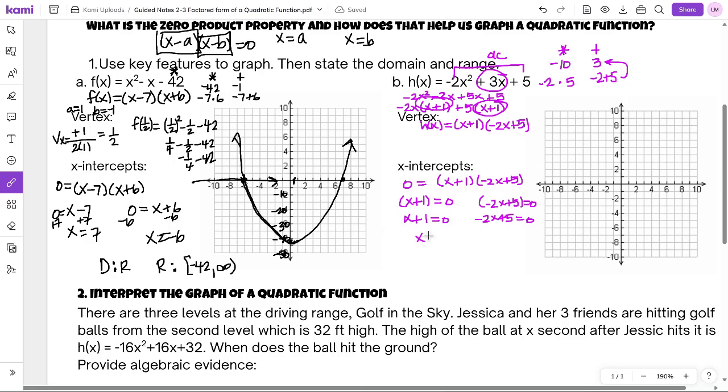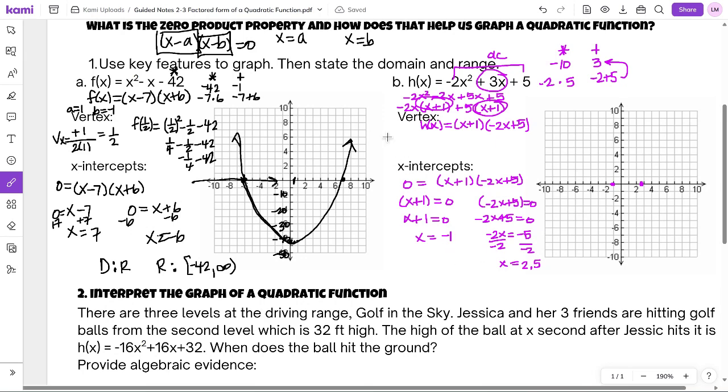So I get x equals negative 1 when I subtract 1 from both sides, subtracting 5 from both sides, and then dividing by negative 2. I get x equals 5 halves or 2.5. So I have an x-intercept at 2.5, and I have an x-intercept at negative 1. I can find the vertex by adding these two together and dividing by 2, I can find the middle. That's the midpoint, which you did in Algebra 1, probably a little bit in geometry. So you can do it that way.